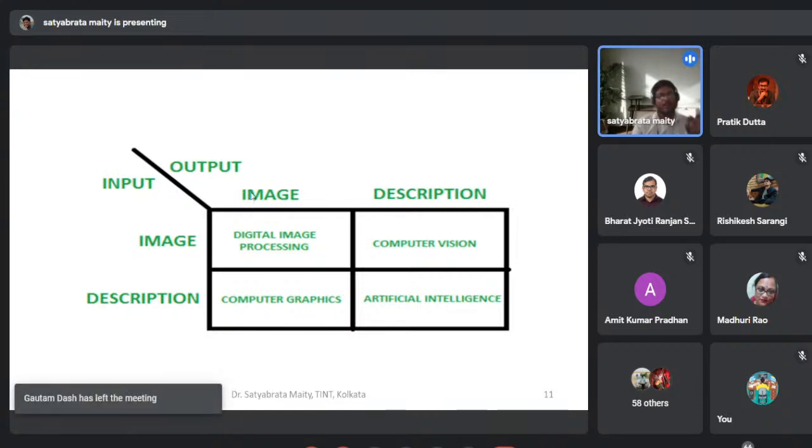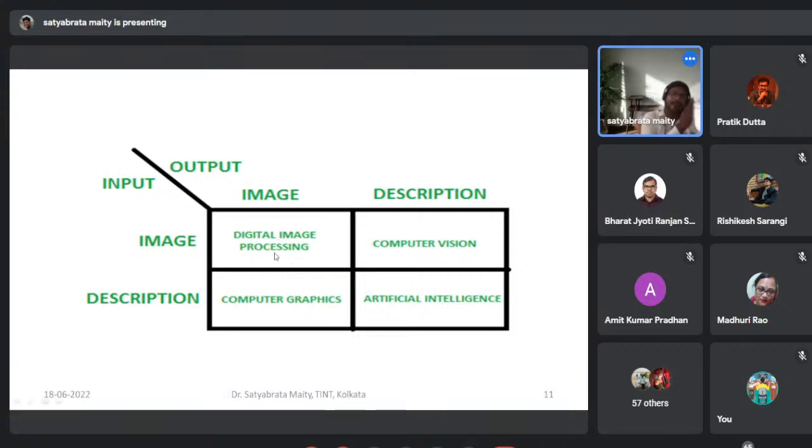If image is the input and image is the output, that is called digital image processing. We are taking input as an image and reproducing it in a different domain of the image. If you are taking input as an image and describing it in the form of knowledge, then it is called computer vision.